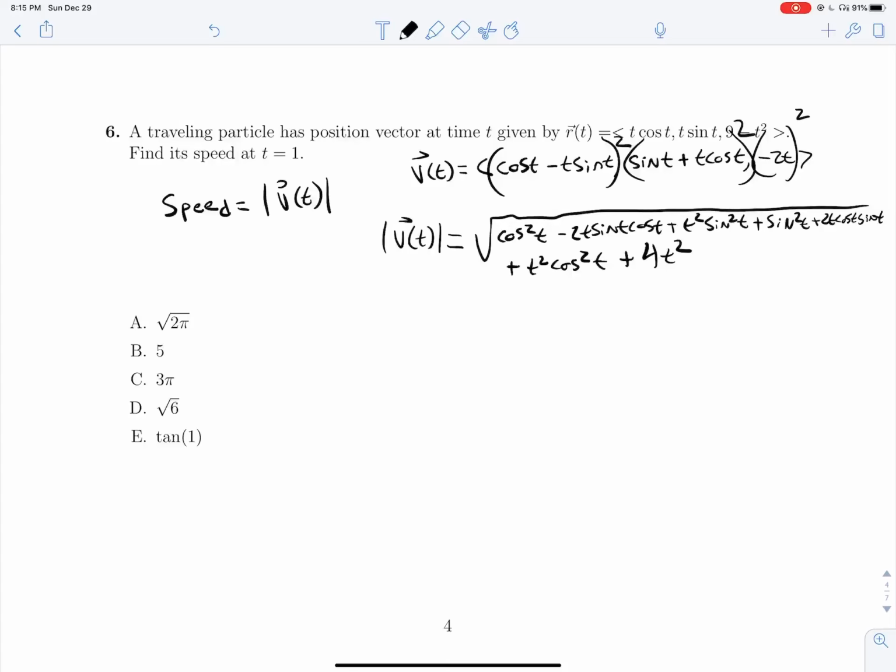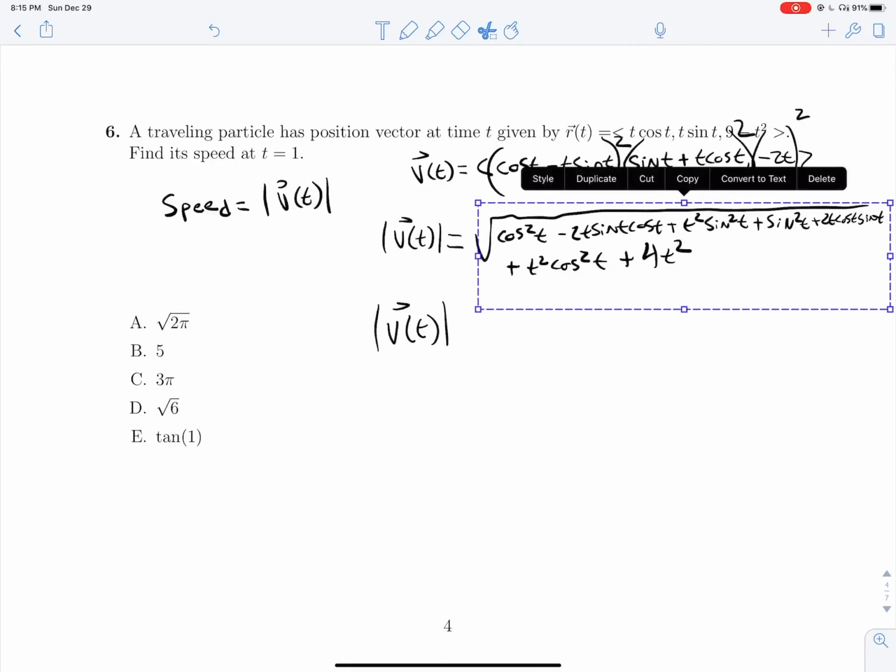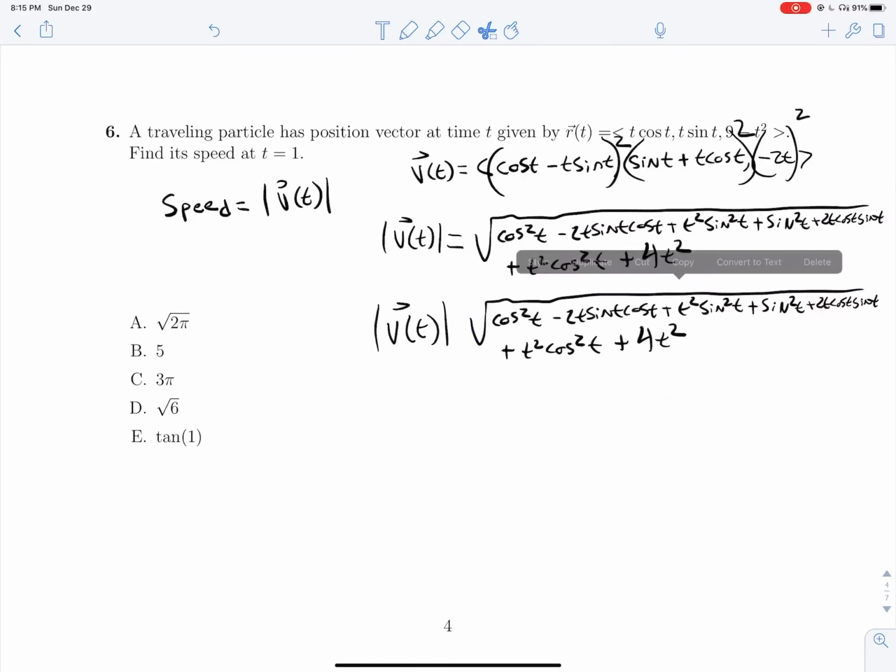But thankfully, almost all of this cancels out. V of t is equal to, I'm just going to copy this whole thing over. I don't feel like rewriting anything. We'll just cancel things out. This negative 2 sine t cosine t will cancel with this positive 2 sine t cosine t.